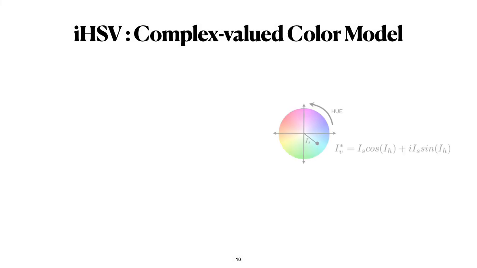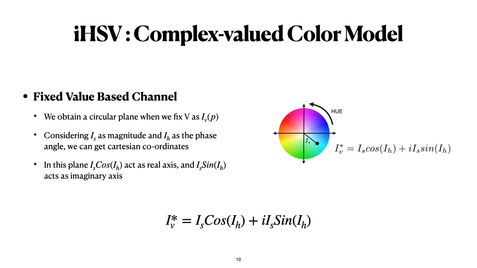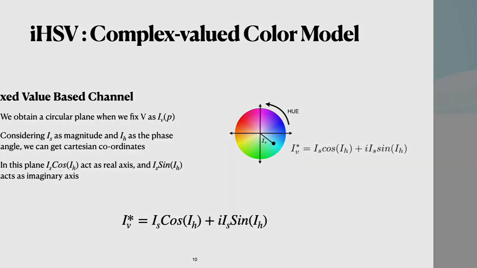In the third case, upon keeping the value constant, we only obtain a circular plane. Pixel P in this plane can be located using polar coordinates with variable hue serving as angle and variable saturation serving as magnitude. So finally, we obtain our third complex number using IS cos IH plus IS sin IH.